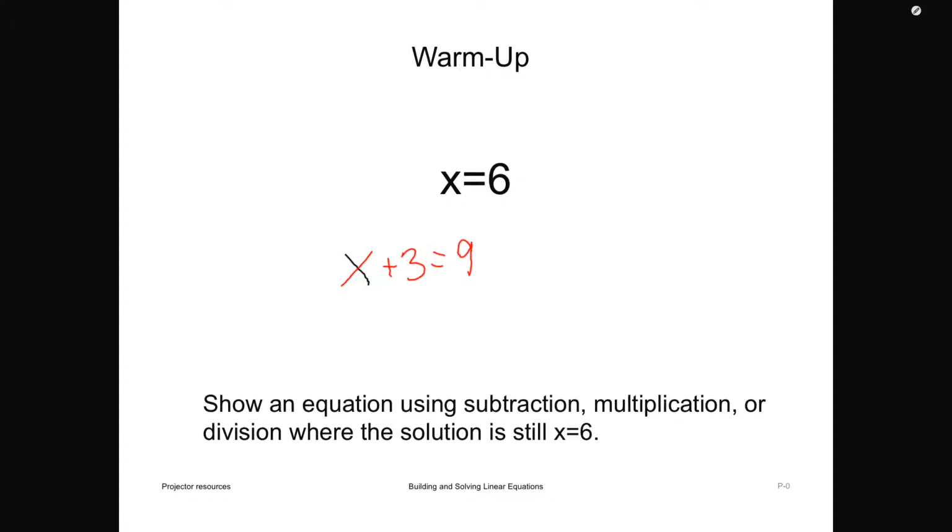Does anybody have another one they want to share with us? X equals the square root of 36. Do it the other way, the top one. X squared equals 36. The reason is that this is x squared equals 36, because a number times itself gives us 36. 6 times 6 is 36.